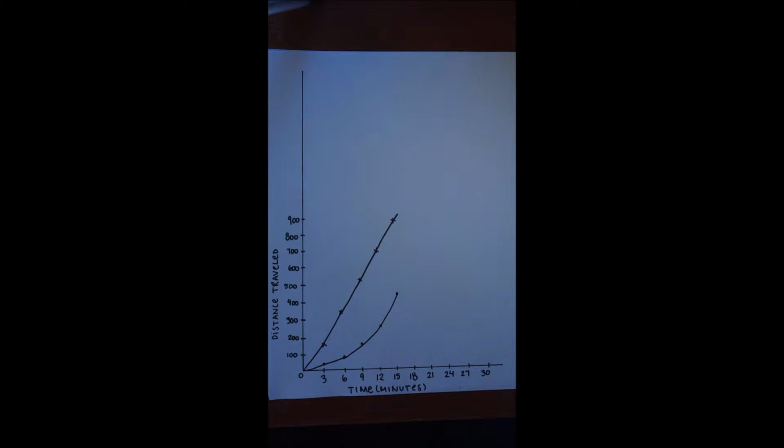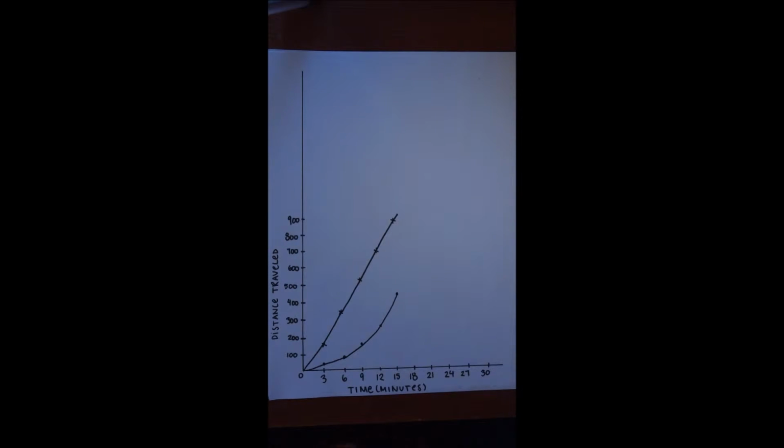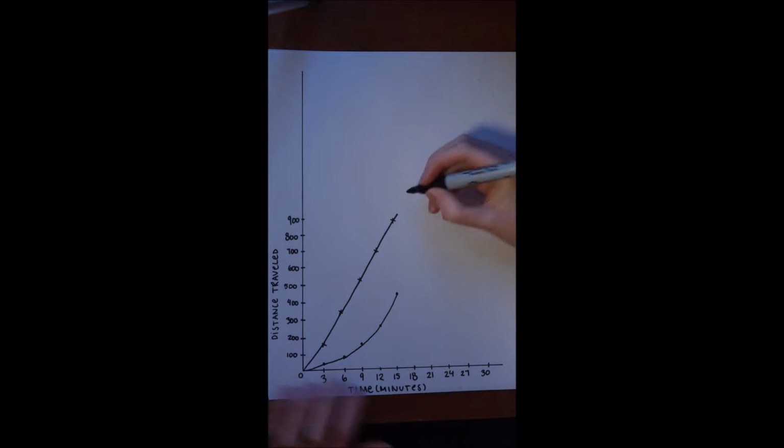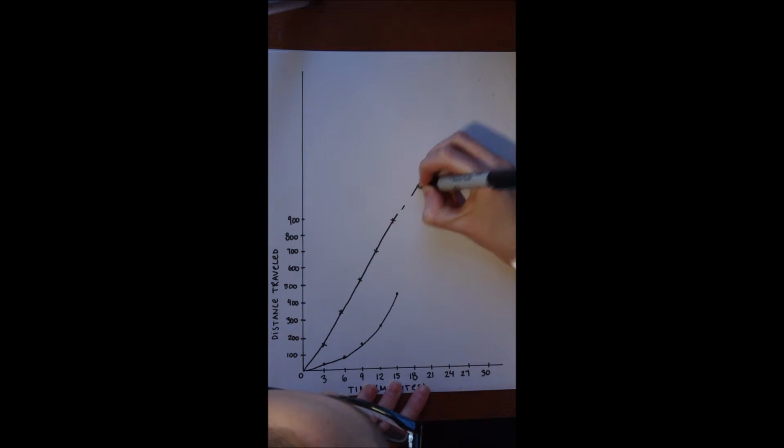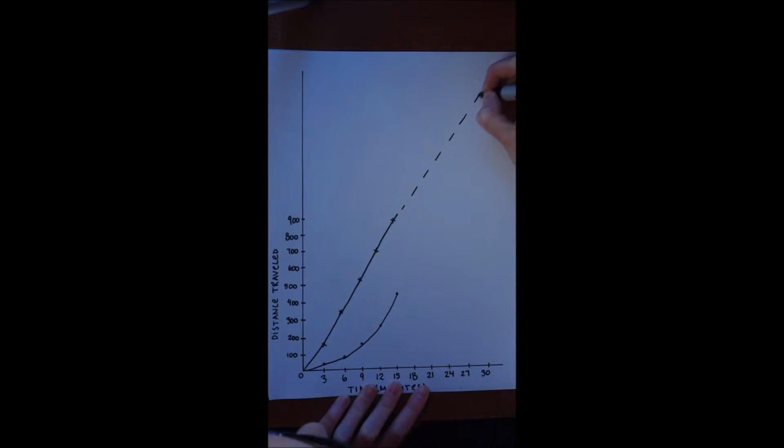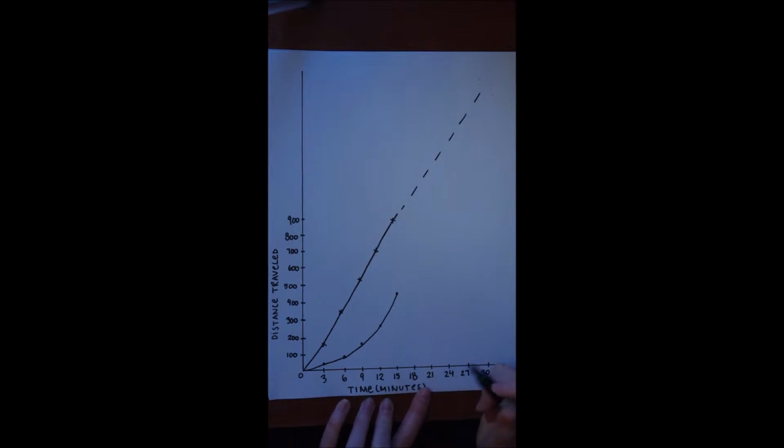Now, we want to know if the race lasts half an hour, who will win? On our table, we aren't given points for after 30 minutes, but based on our graph, we can project that. So, for here, since we know this is a straight line, it is going to continue in a straight line like this.